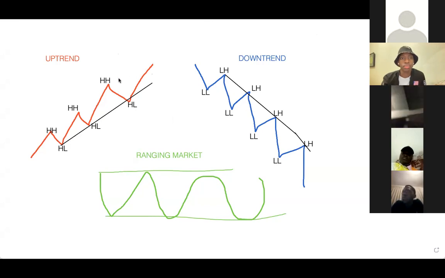So yeah, just type yes in the chat if you're understanding so far, or type no if you're not understanding the basics, like lower highs, lower lows, all that. So just before we move on, are you guys understanding everything so far?